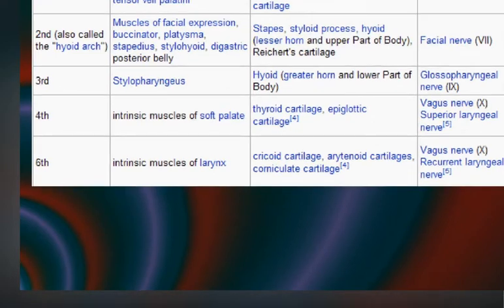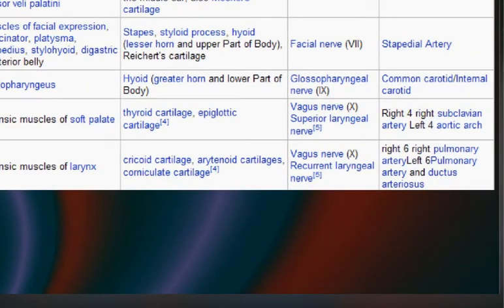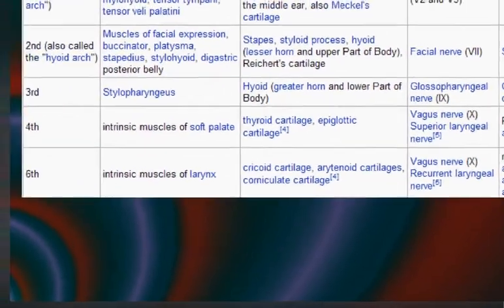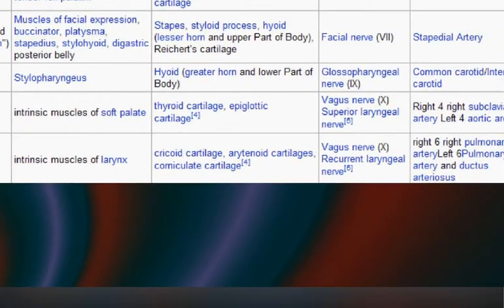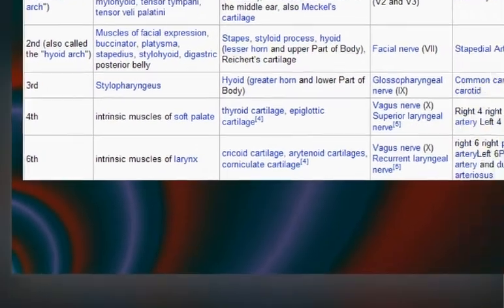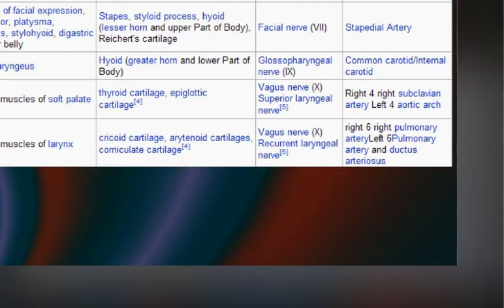So we see that the fourth and the sixth together contribute to the formation of the laryngeal cartilages. The fourth gives rise to the thyroid cartilage, also called Adam's apple, and the epiglottic cartilage. The remainder of the cartilages of the larynx, cricoid, arytenoid, corniculate, are derived from the sixth arch.